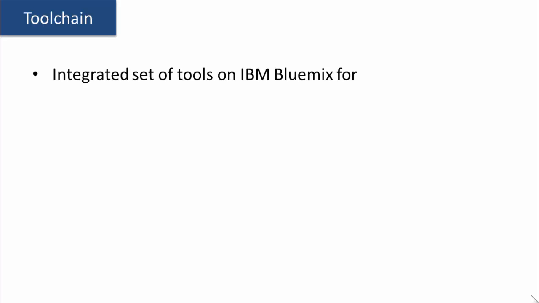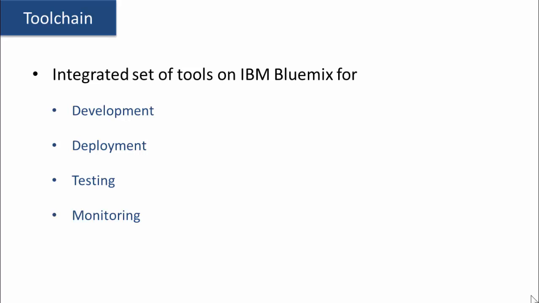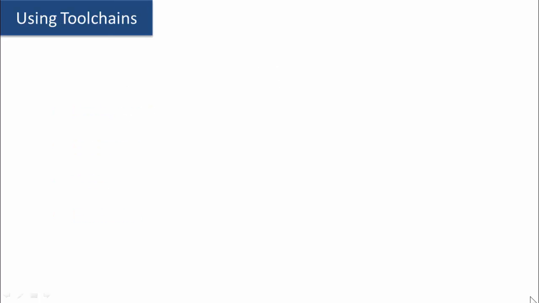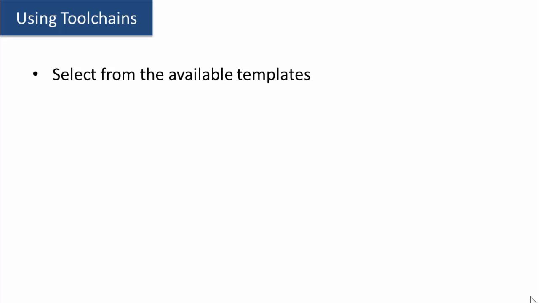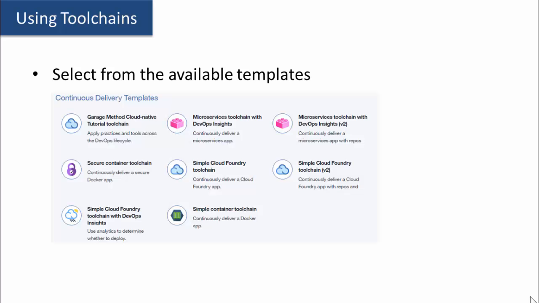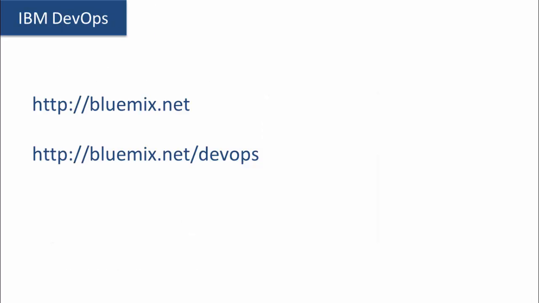IBM toolchains may be used for creating delivery pipelines on Bluemix. They provide an integrated set of tools on the IBM Bluemix platform to support development, deployment, testing, and monitoring activities. The toolchains are available on the Bluemix DevOps portal. Now there are two ways to use the toolchains. You may select one of the toolchain templates that are available on the portal, or you may create one from scratch and then use it for all your projects. In the rest of this lecture, I will show you how to use a toolchain.